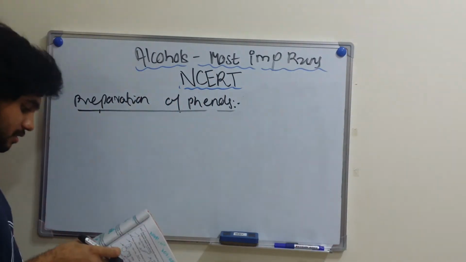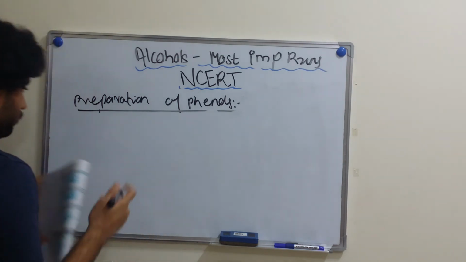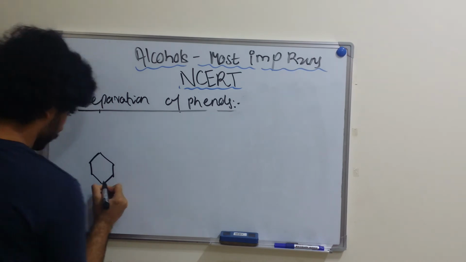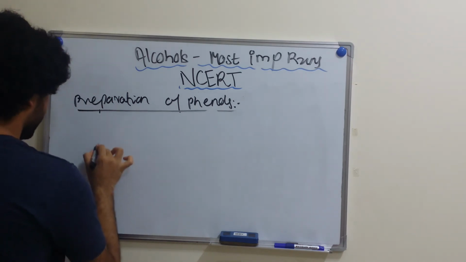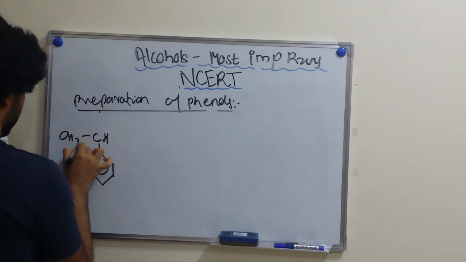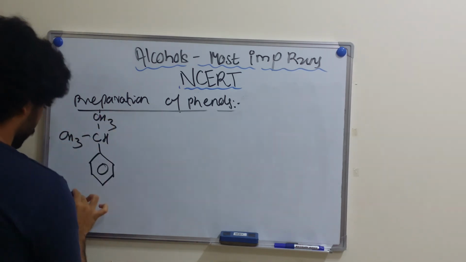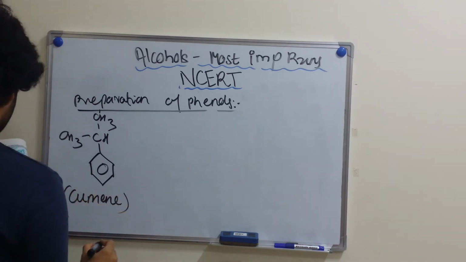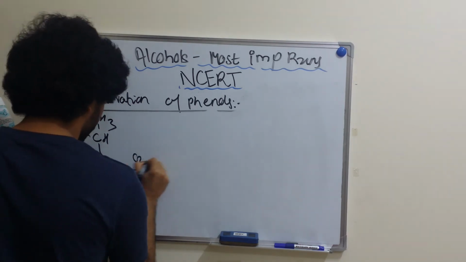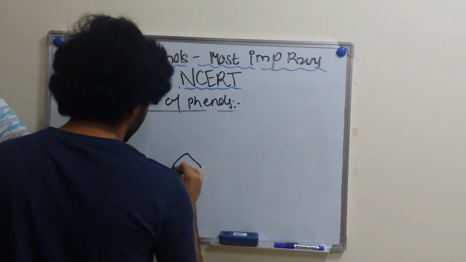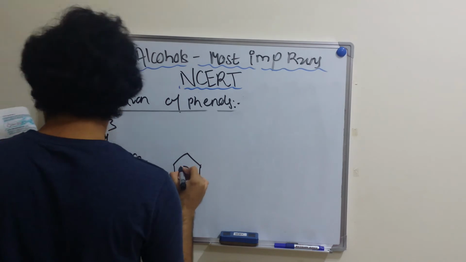Okay, so next is from cumene. Cumene looks like this, a very simple structure. We take benzene and attach a CH3 group. This is cumene. To this cumene you add oxygen, or you're oxidizing it. So what happens is you get an oxidized structure.